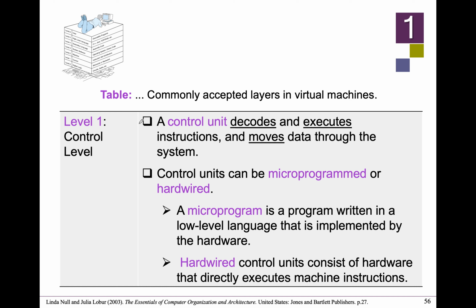This is our second last level, which is level 1, the control level. For the control level, a control unit decodes and executes instructions and moves data through the system. The control unit can be a microprogram or hardwired. A microprogram is a program written in a low-level language that is implemented by the hardware. A hardware control unit consists of hardware that directly executes the machine's instructions.